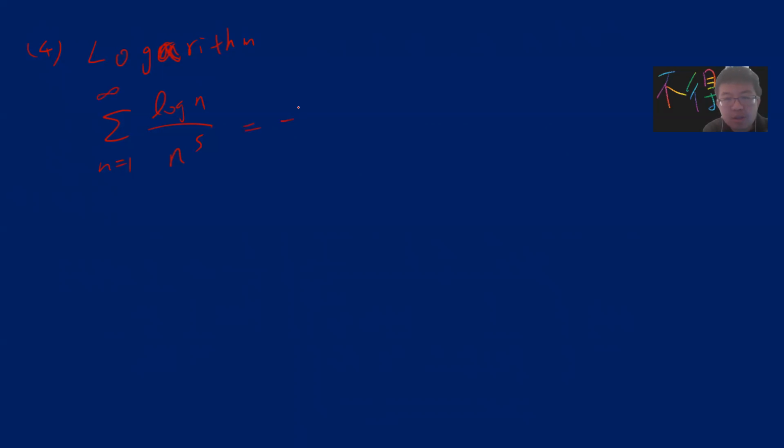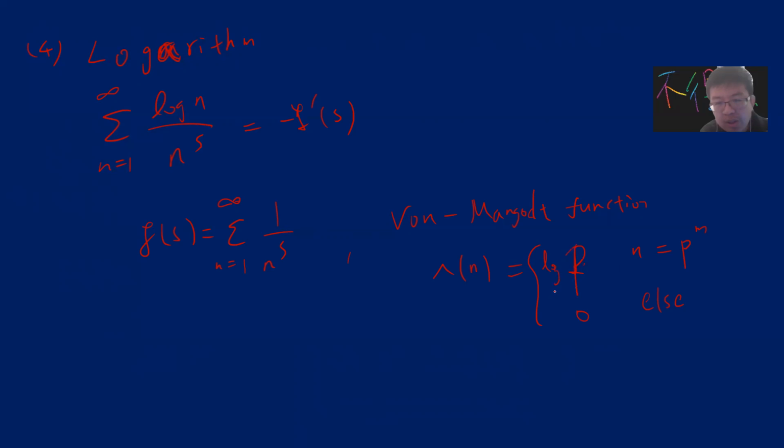Okay, so obviously this guy is the derivative of the zeta function, right? Because the zeta function is this. Previously I also defined this Mangoldt function. The Mangoldt function is defined to be lambda of n, which is log p if n is a prime power, otherwise it's 0. So it's not 1, it's log p.